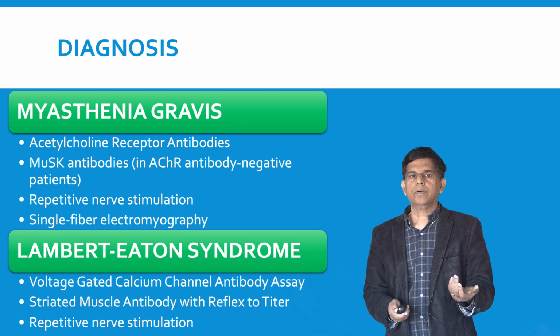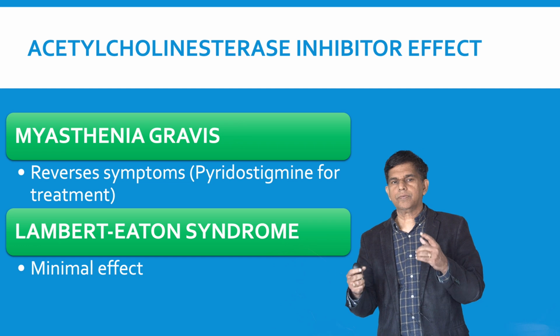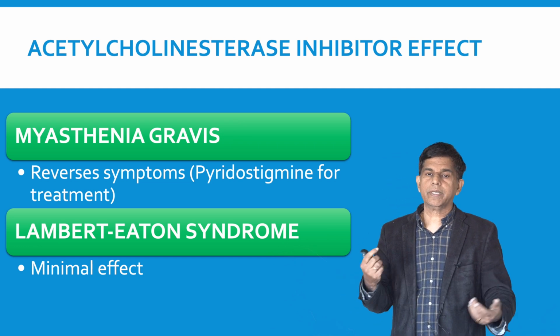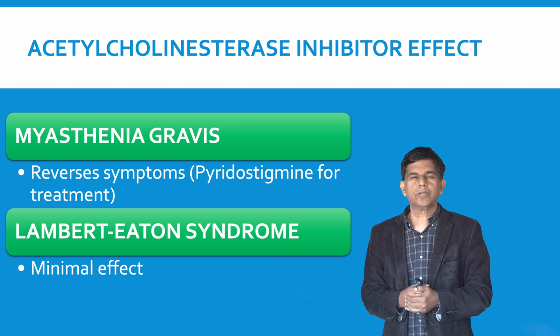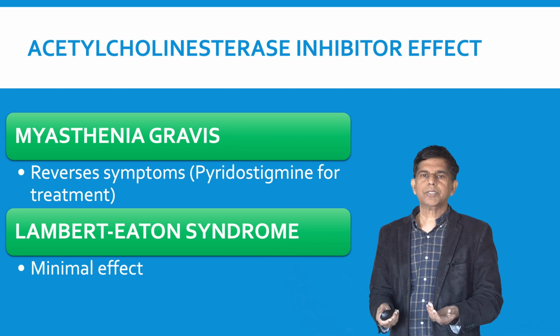Now, the acetylcholinesterase inhibitor effect: in myasthenia gravis, it reverses symptoms when you give pyridostigmine for treatment. In Lambert-Eaton syndrome, you will have minimal effect when you give the acetylcholinesterase inhibitor.